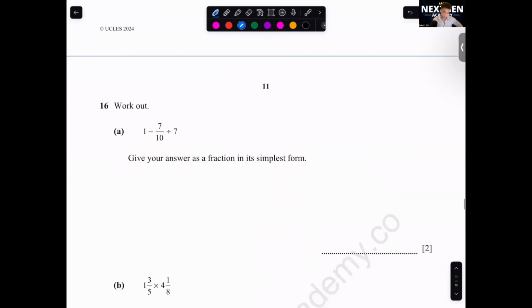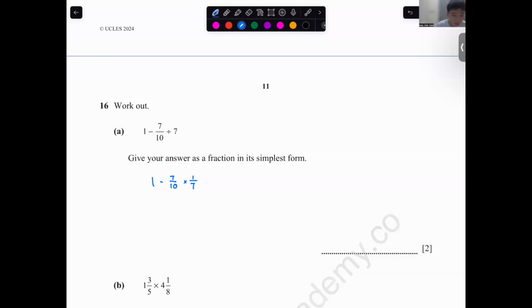Okay, number 16. 1 minus 7 over 10 divided by 7, in its simplest form. Okay, we will do the division first. So 1 minus 7 over 10 divided by 7 means 7 over 10 times 1 over 7.